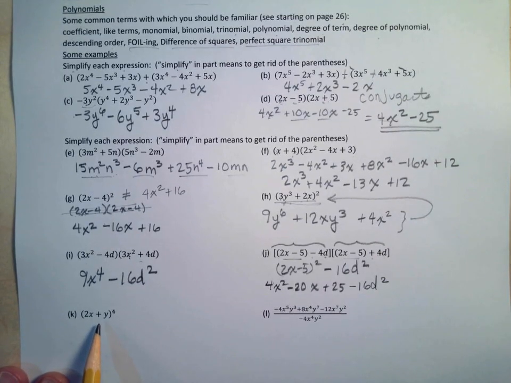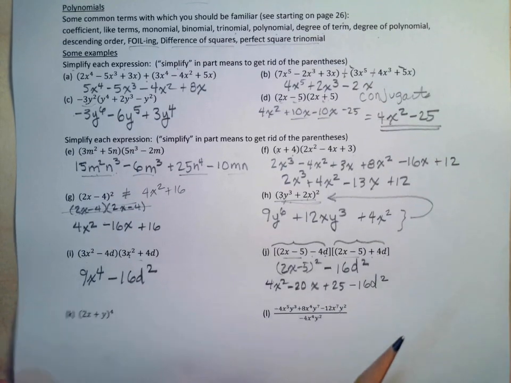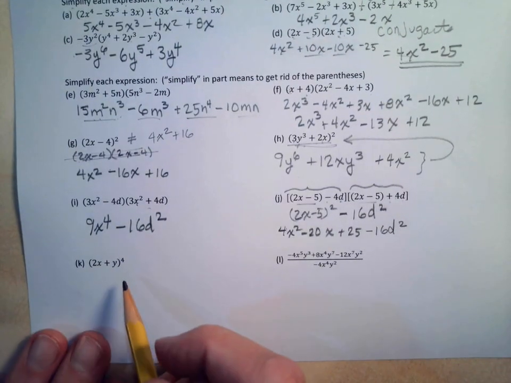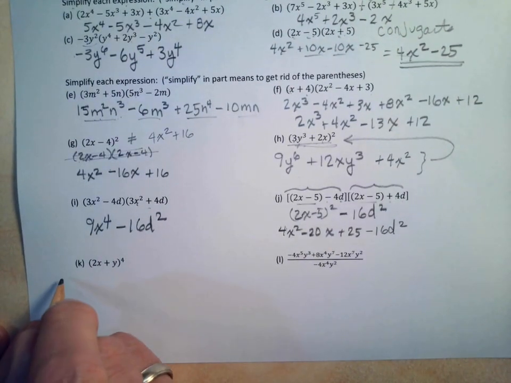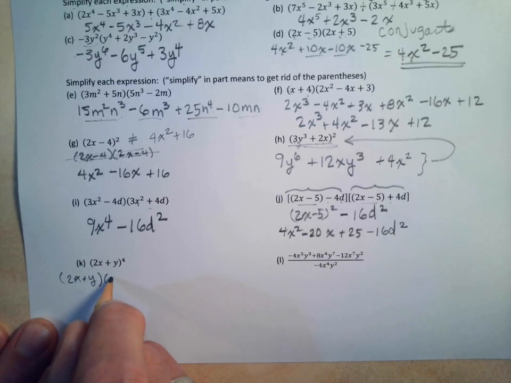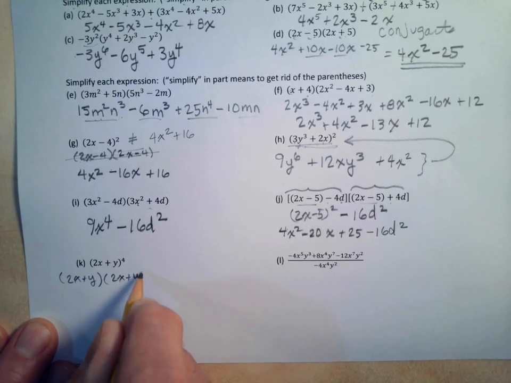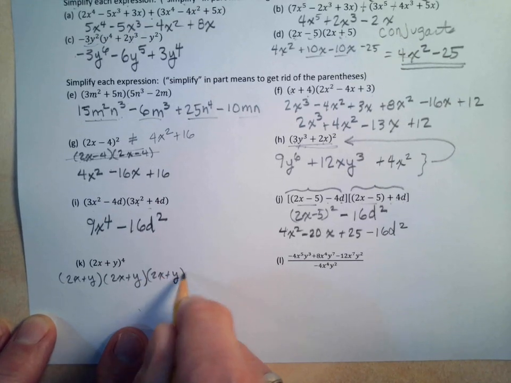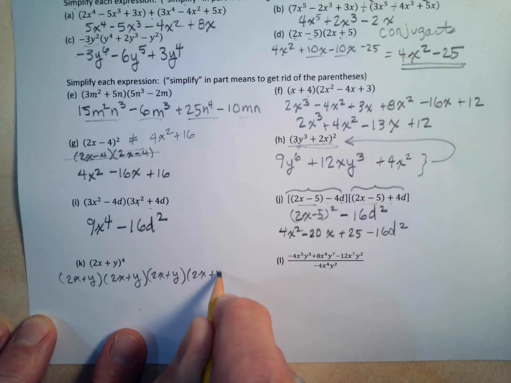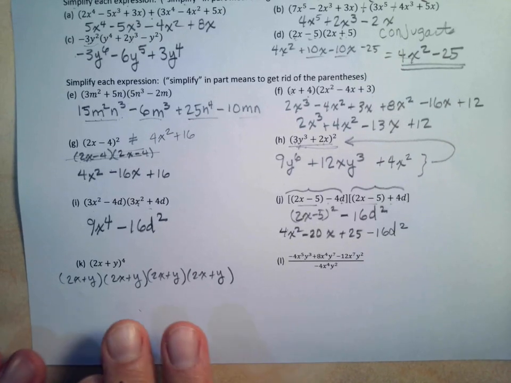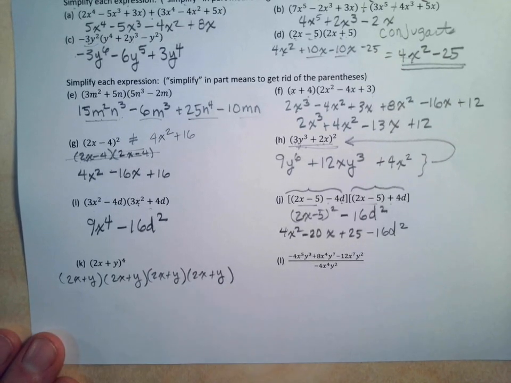This one's a little bit trickier. This one is going to take up a lot of room, so I'm going to move that up a little bit. So this is 2x plus y times 2x plus y times 2x plus y times 2x plus y. All right? So I would say stop this video and try this and see that you get the right answer.